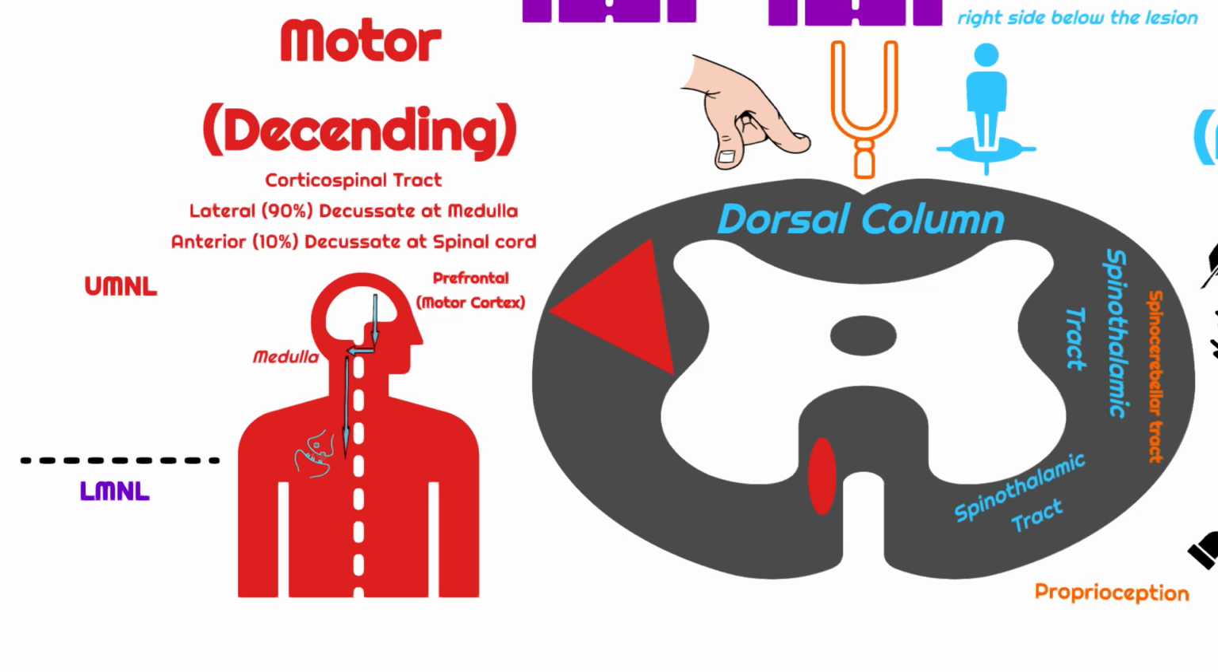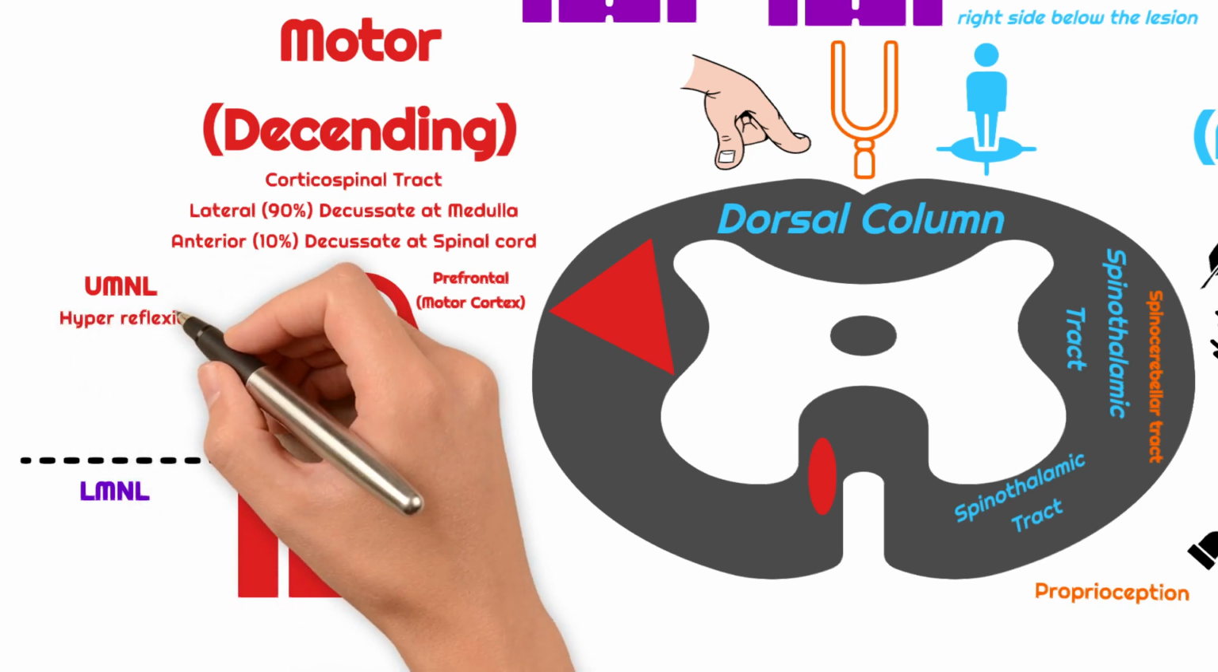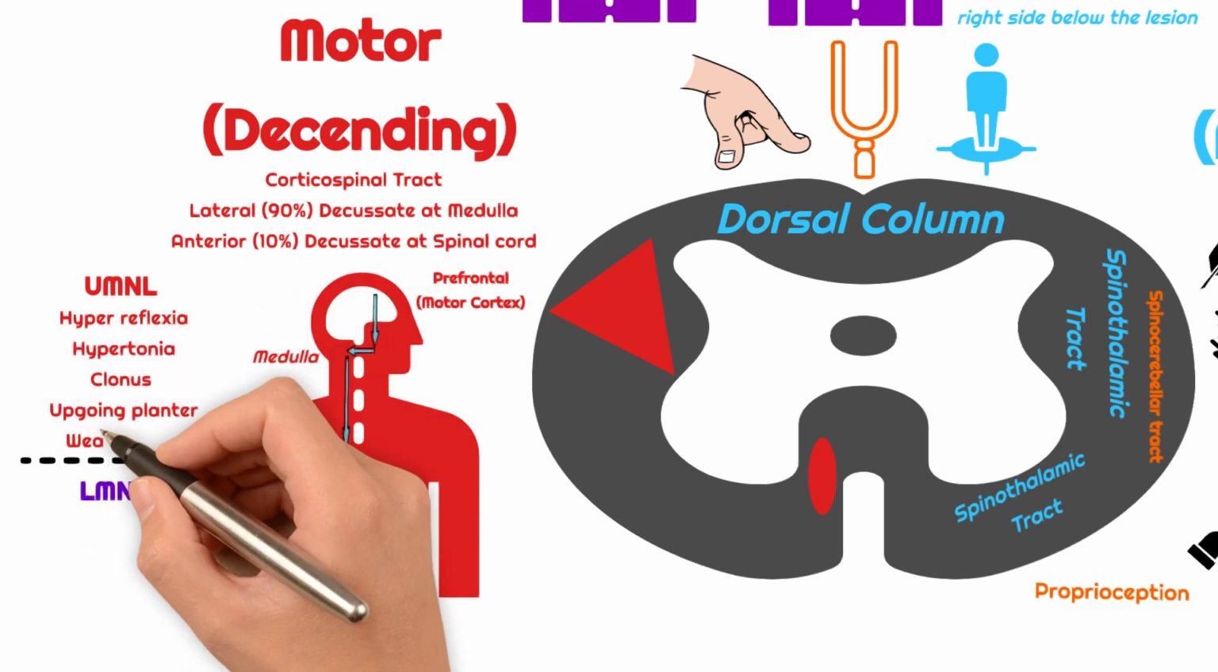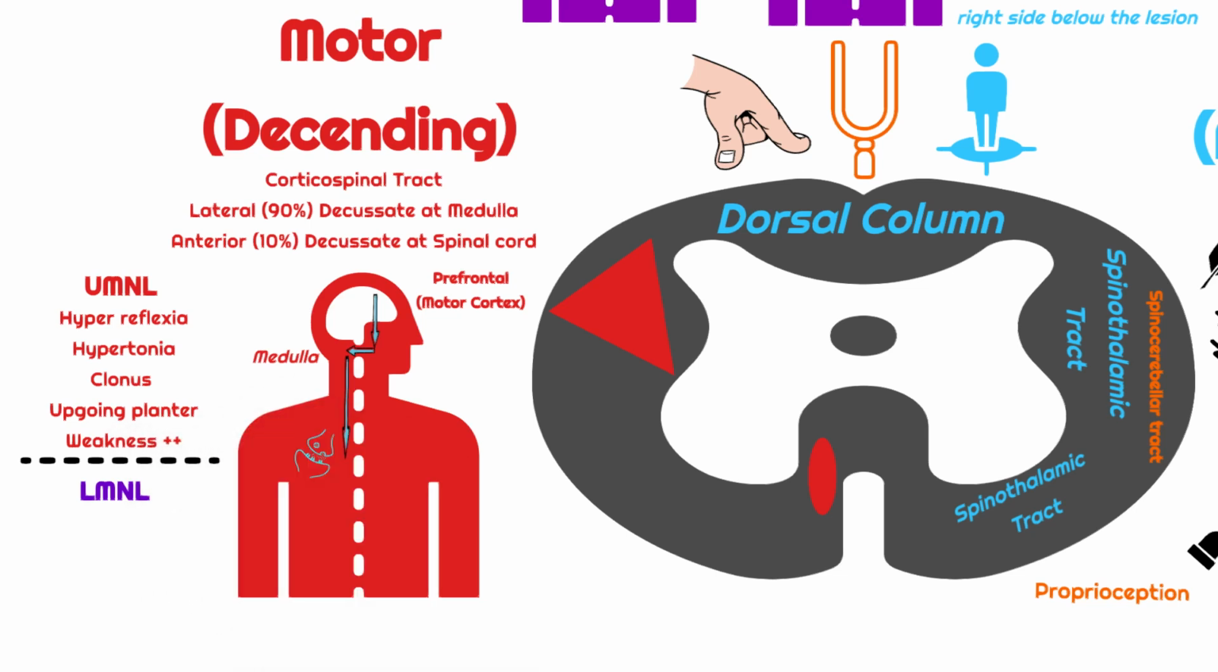So when we say lesion, for example, any problem with blood supply, such as strokes, any tumors, any trauma, any demyelinating conditions, any inflammation affecting the brain, the cortex, the brain stem, or the spinal cord, all the way down to the synapse where the fiber synapses onto a lower motor neuron, this classifies as an upper motor neuron lesion. It's going to give us signs of hyperreflexia, hypertonia, clonus, upgoing plantars, and weakness. Now, why do we get increased reflexes and increased tone in upper motor neuron lesions?